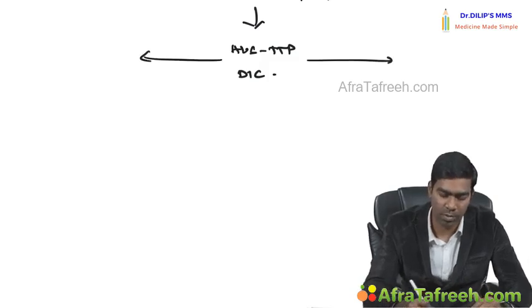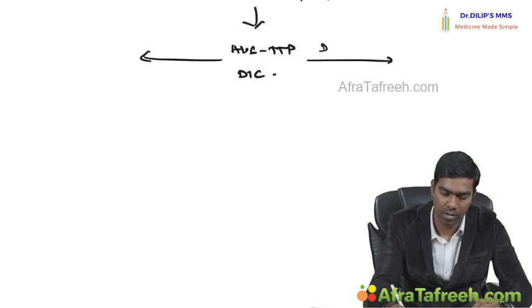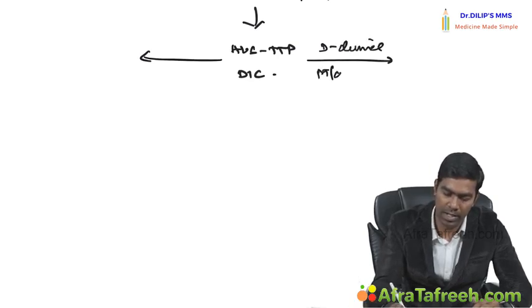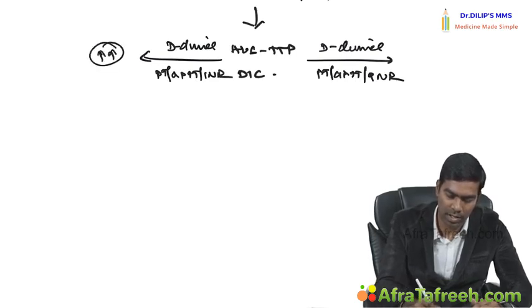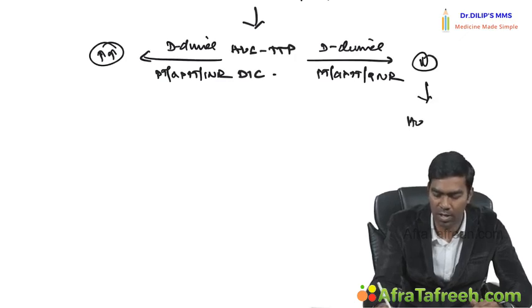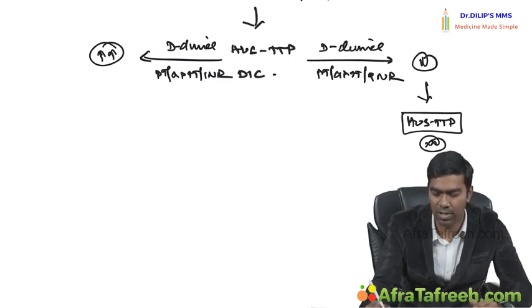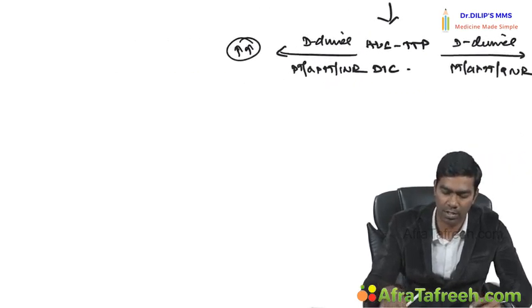The differentiation comes from two things. You do a D dimer, PT, APTT, INR and all the coagulation profile. If all these are normal, I will be typically thinking about HUS TTP complex. Very important. Further differentiation will be based on other investigations. So you are going to evaluate, which we will discuss later on in nephrology section.